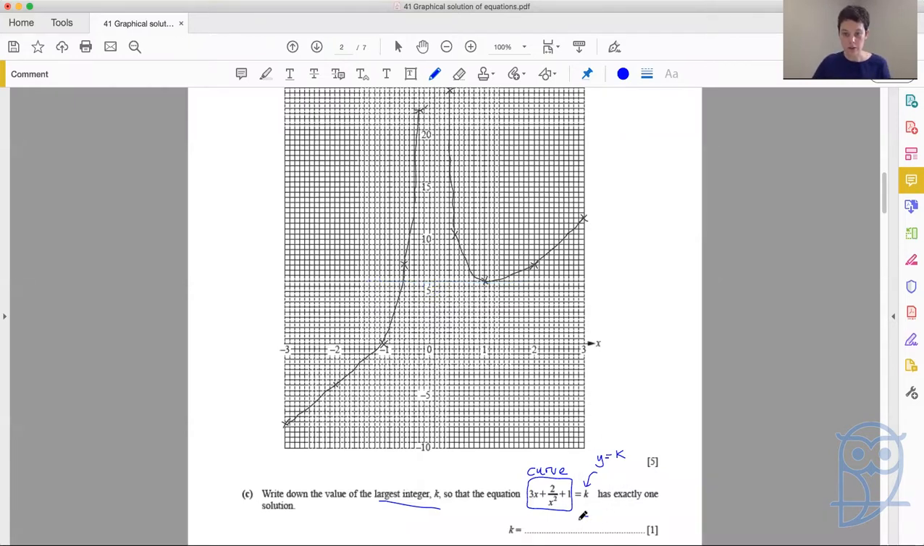Take our scribbles off because we're going to use this graph again. So if k is 5, we have only one solution. If k is less than 5, we have only one solution. If k is more than 5, in integer values, then we're going to have more than one solution.